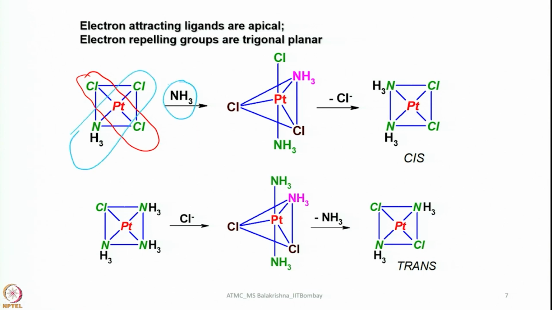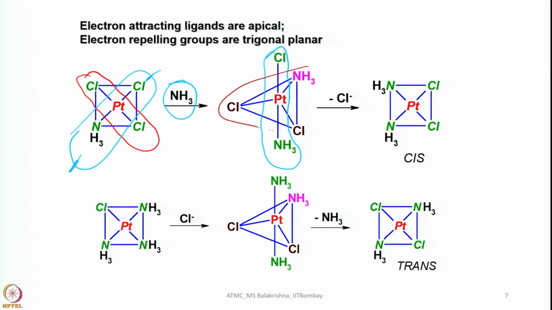Now we have the entering group. With this, the electron attracting ligands are apical, so this one should be apical. The moment you put it apical, you know the fate of the isomer, what kind of molecule we are going to get. So, this will be here, and this is coming here, apical or axial. Electron repelling groups are trigonal planar, so these two chlorides along with ammonia will form this trigonal plane here.